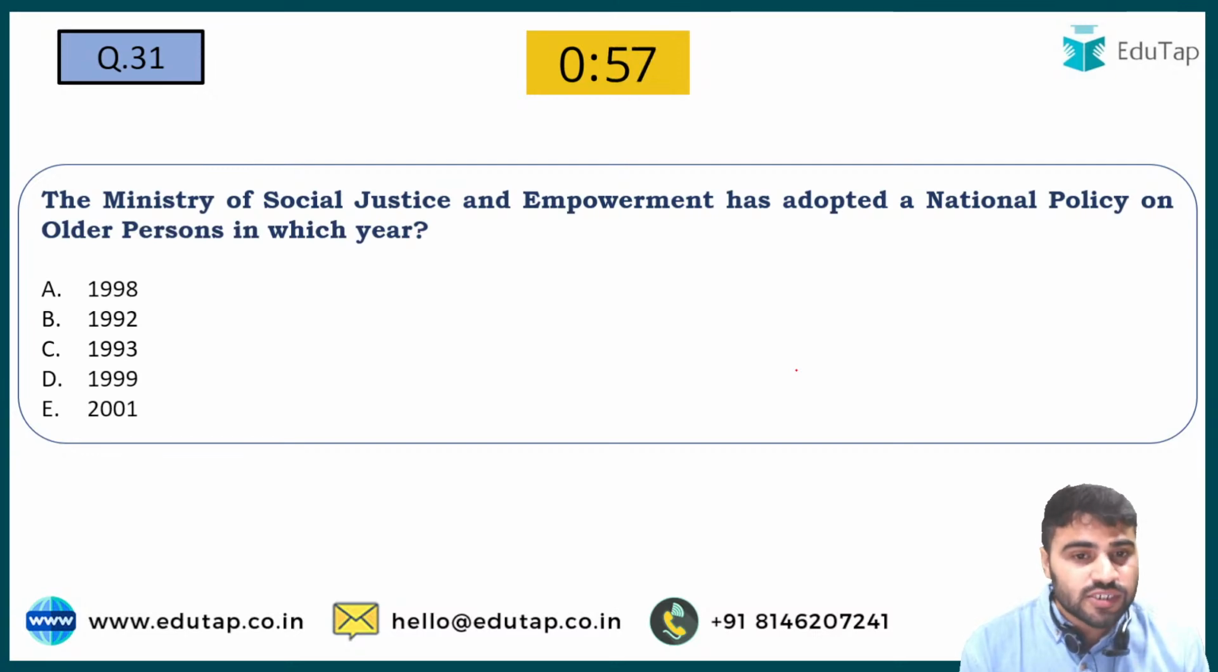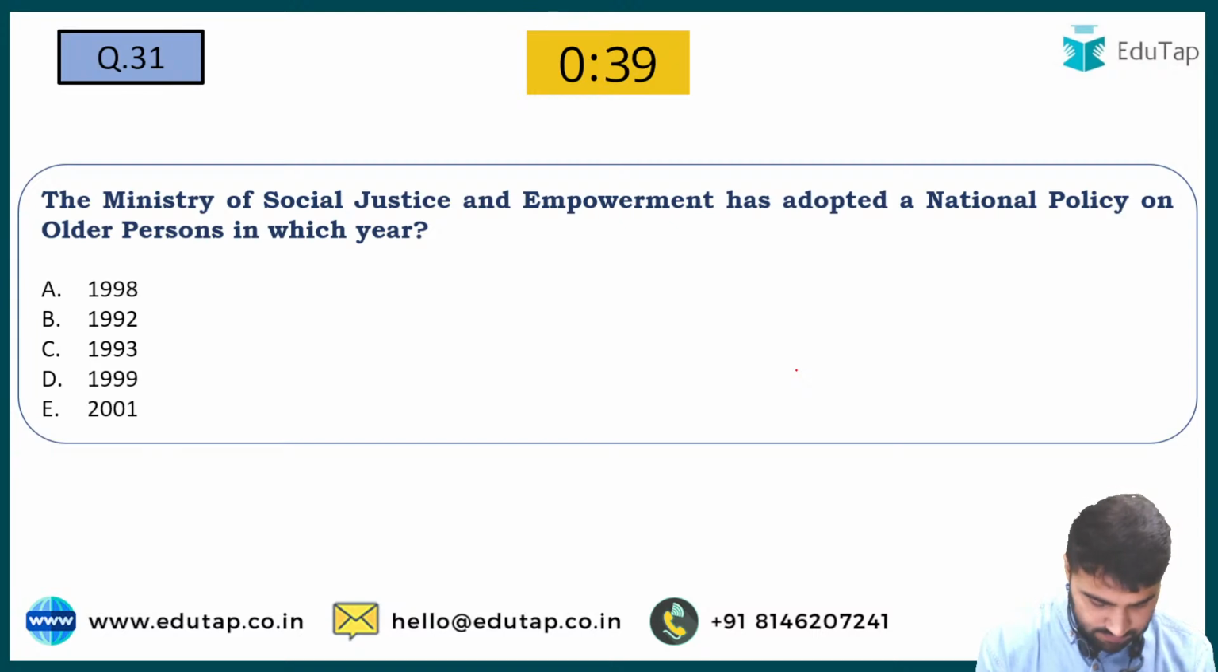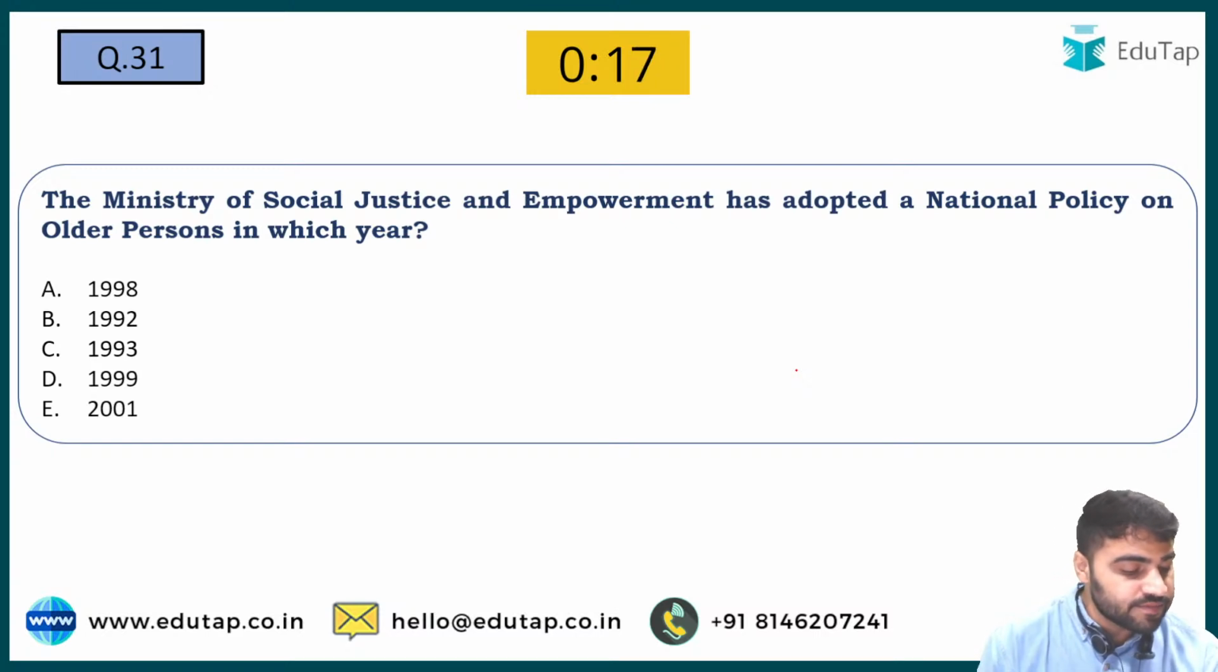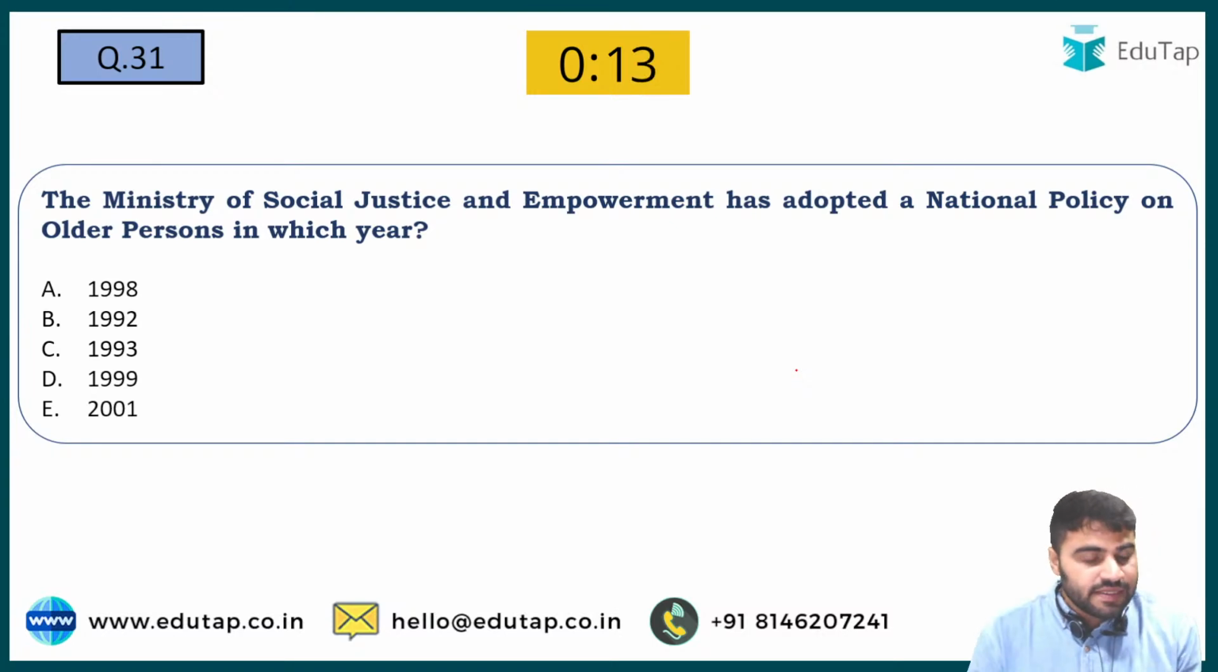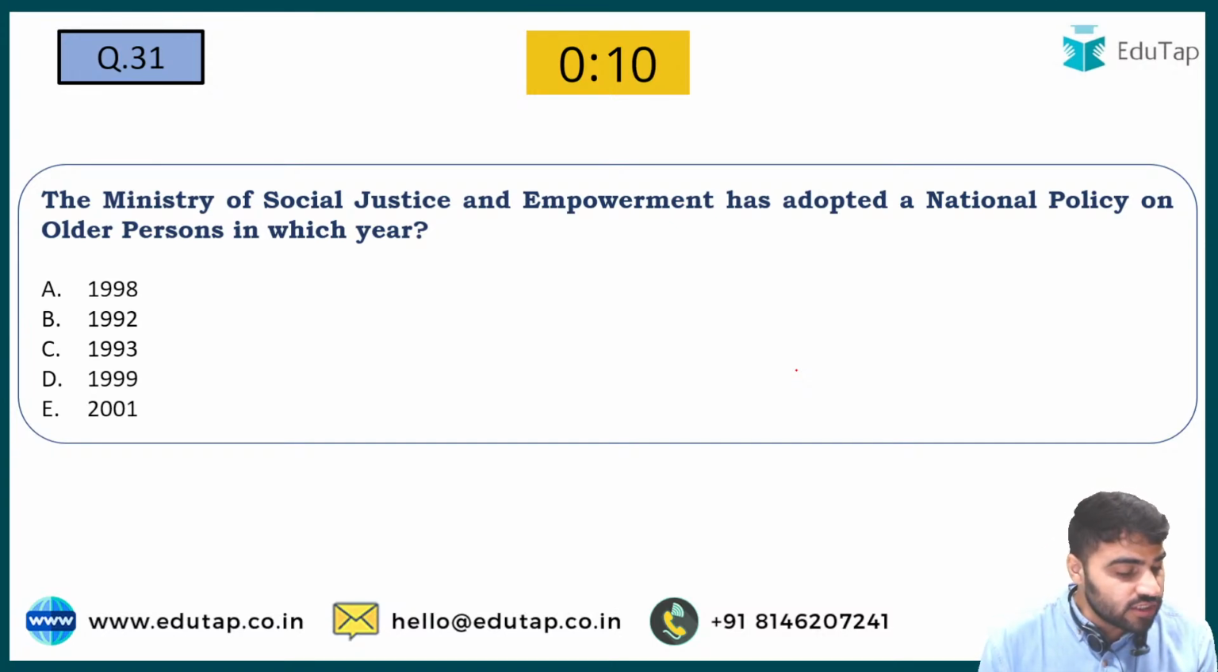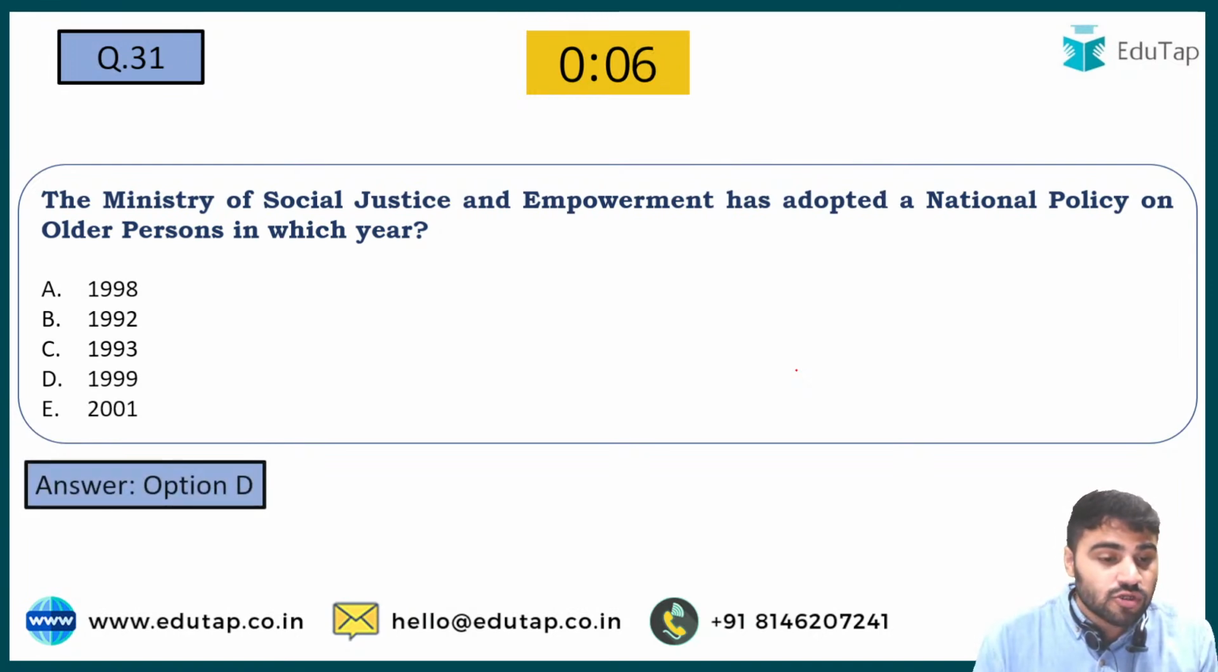Question number 31. The Ministry of Social Justice and Empowerment has adopted a national policy on older persons in which year? Your options are 1998, 1992, 1993, 1999 or 2001. We are talking about the national policy on older persons. Okay, so someone is saying 1992, Aditi and Dilip are saying 1999, Nikhil is saying 1999, Kurinji is saying B, that is 1992, Kumar Shanu is saying D, Jyoti Kapoor D, Swati D. Okay, so the right answer for this question is option number D, that is 1999.